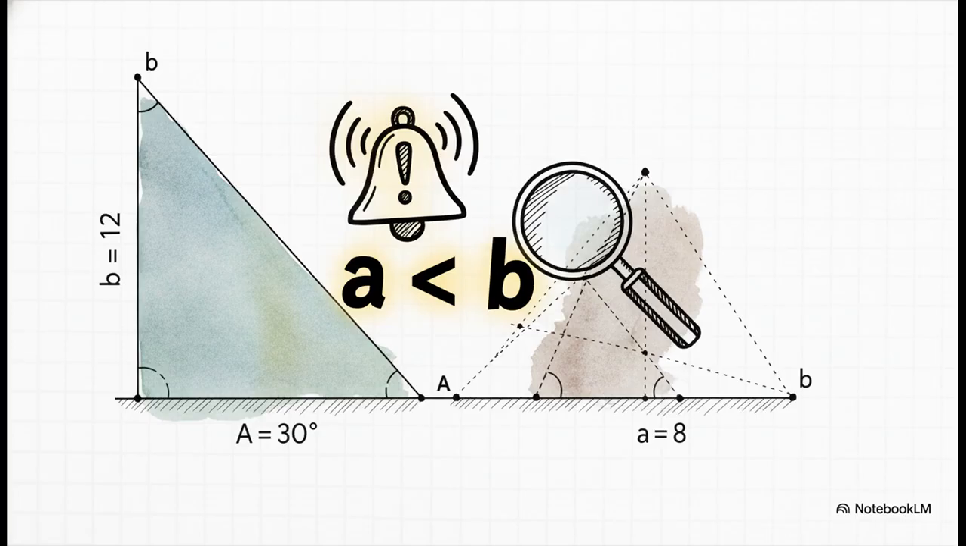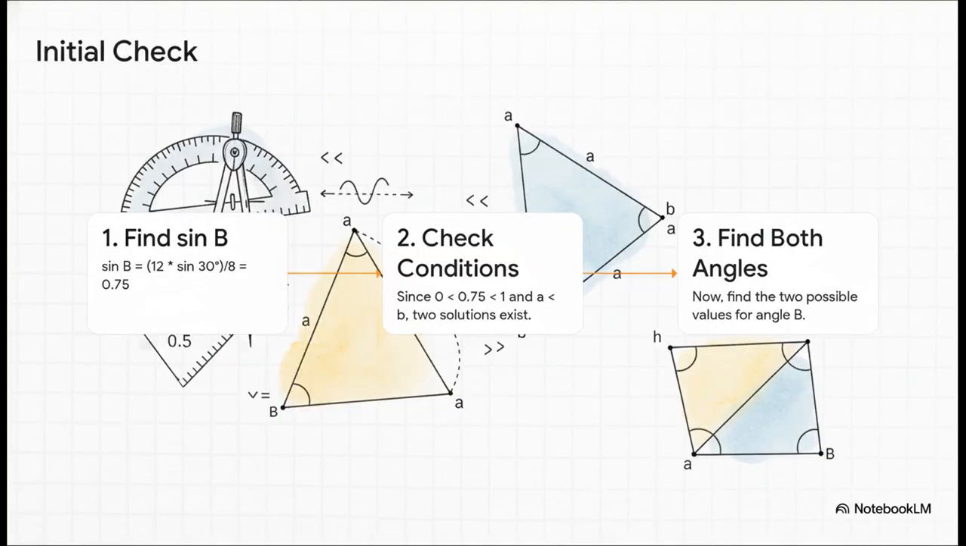And now for the main event, the 2 triangle case. We're given angle A is 30 degrees, side A is 8, and side B is 12. Now, what's the first thing you notice? That side opposite our angle, A, is shorter than the other side, B. This is your signal, your cue, to be on high alert for 2 possible triangles. So, let's do the math.